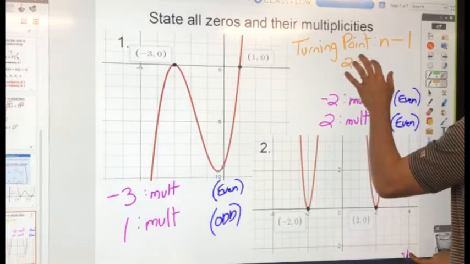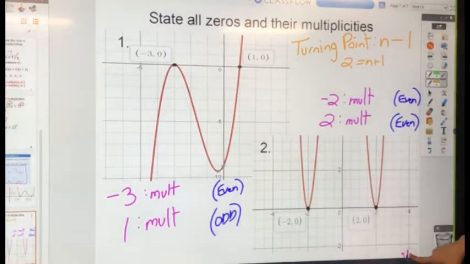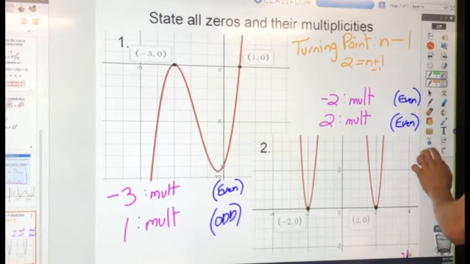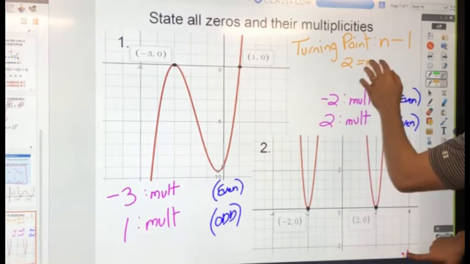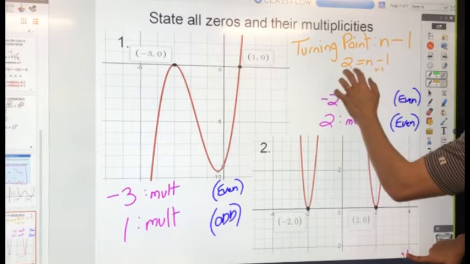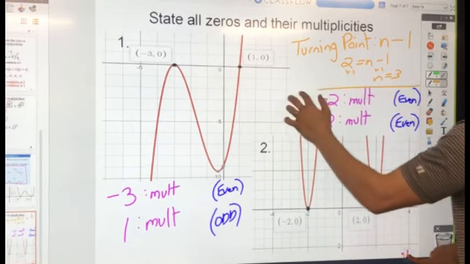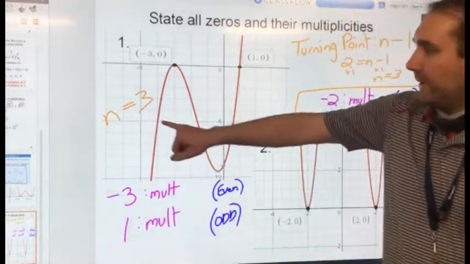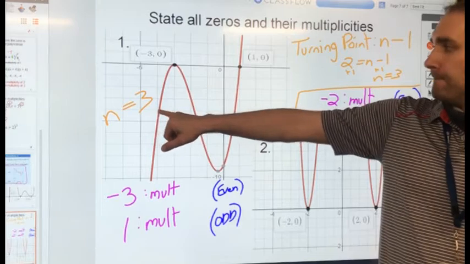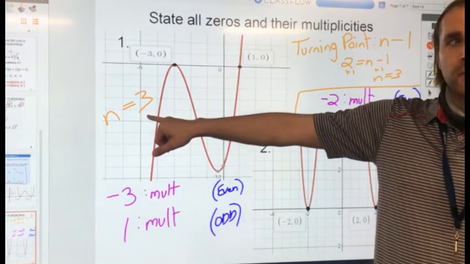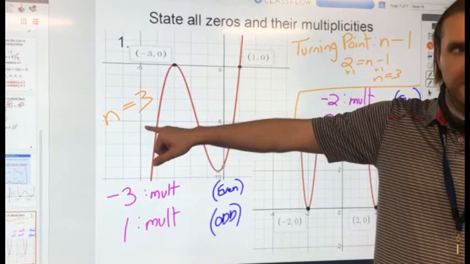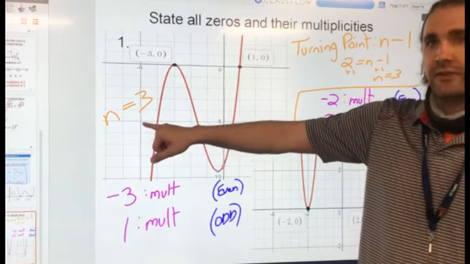So I'm going to do 2 equals n minus 1 here. Sorry, this should be a minus 1. Let me rewrite that. So add 1 on both sides, and I see n equals 3. Yep. So n equals 3 here. Now what does that number mean? It means I have what? Not 3 turning points. N is your number of zeros, right? It's your highest power, the number of zeros you're going to have.